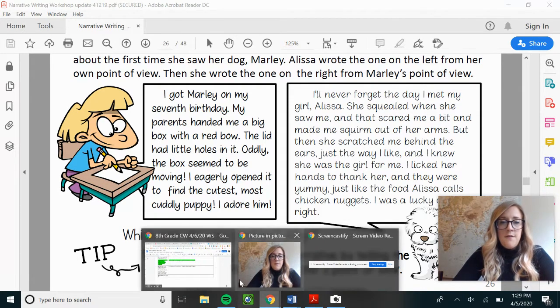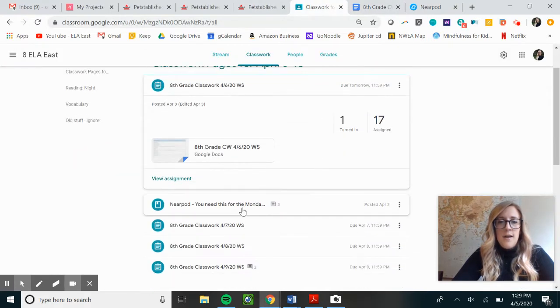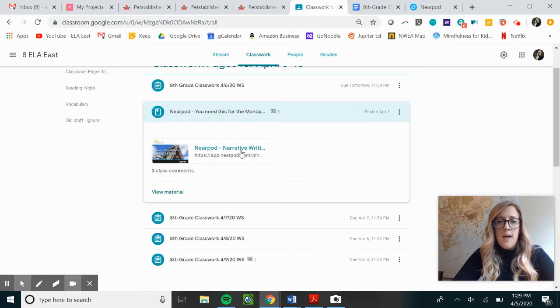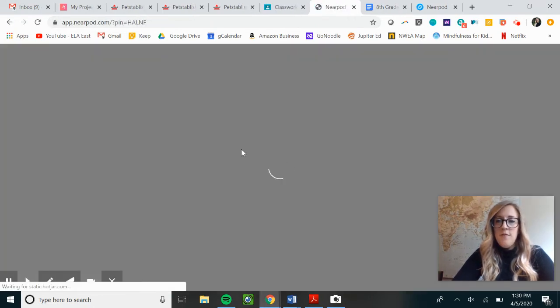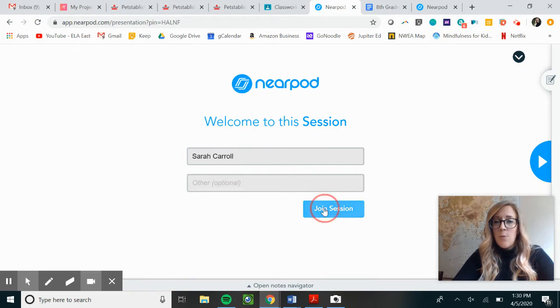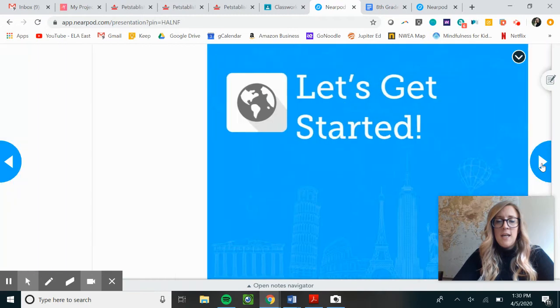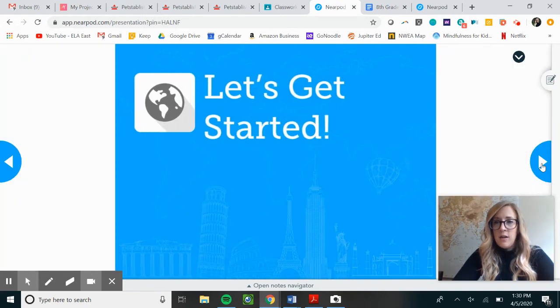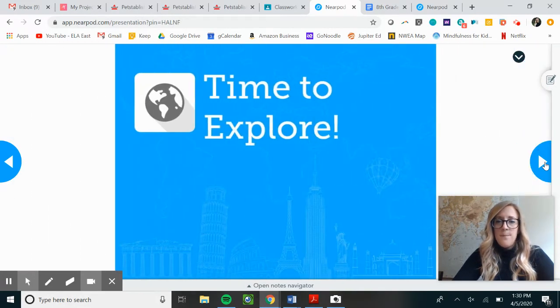What you're going to do now to finish up your lesson is go to your classwork. You're going to click where it says Nearpod. You're going to select the Nearpod, and it's going to give you a self-paced Nearpod about a crazy house. It is a virtual reality Nearpod, so you will be able to look around at things. But you are going to get in here and practice narrative writing. And then Nearpod is going to send me your work and your score after you're done.